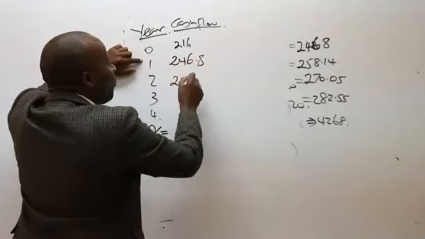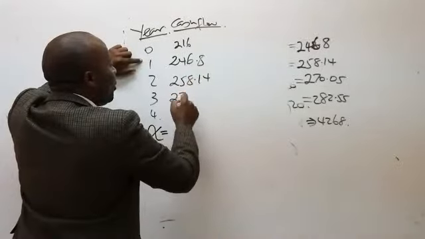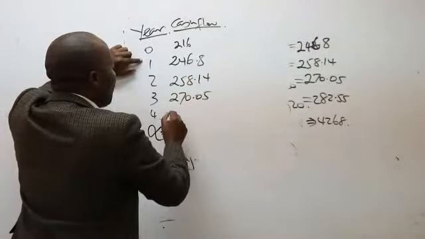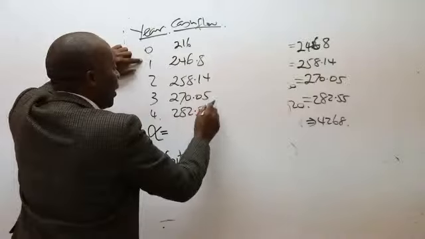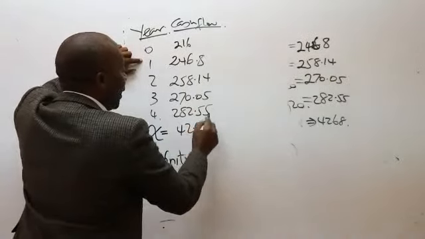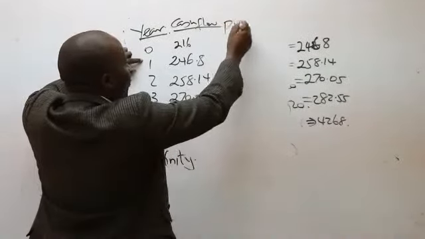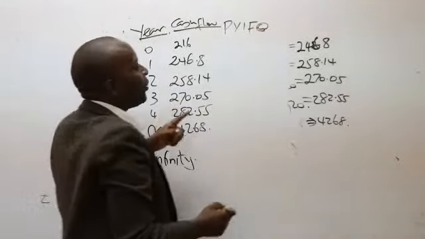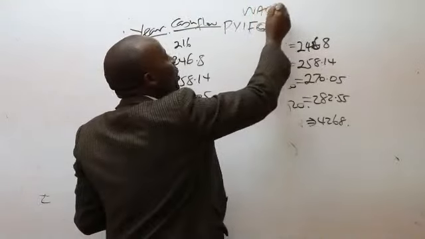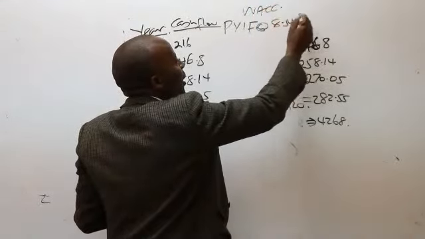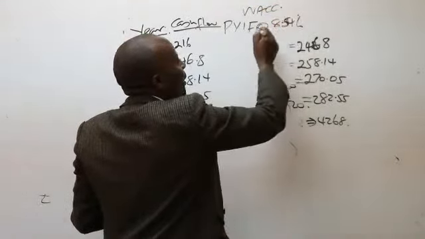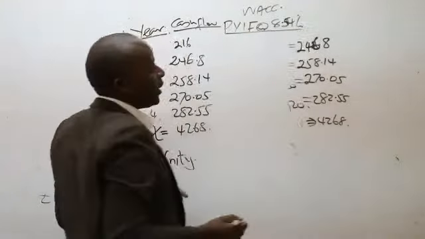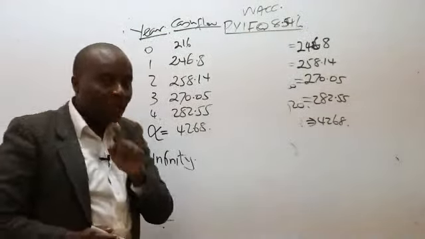246.8, 258.14, 270.05, 282.55, and then we have 42.68 like that. And then you come and they give us, ladies and gentlemen, a column for PVIF. And remember, we are discounting these at WACC. At WACC. But now remember, there is one thing you must remember.